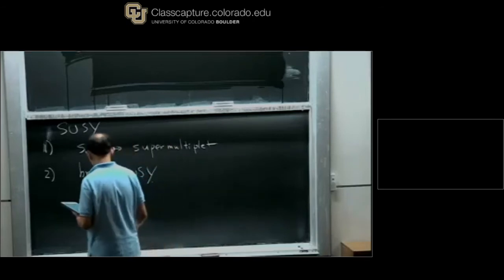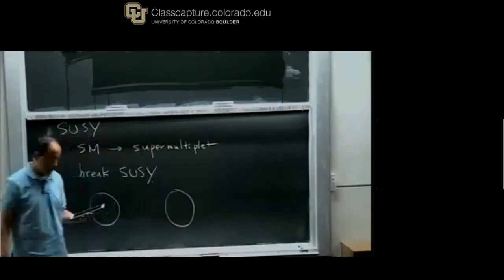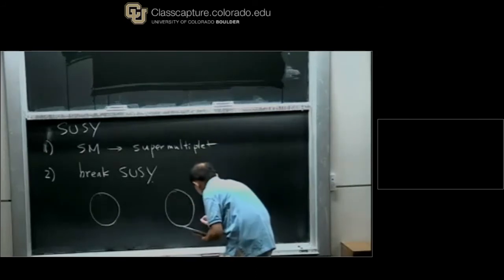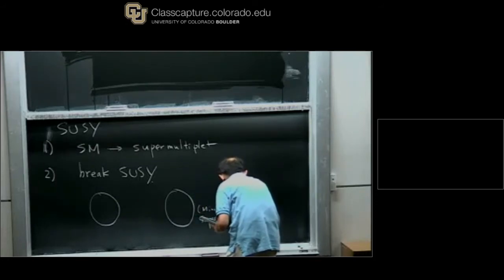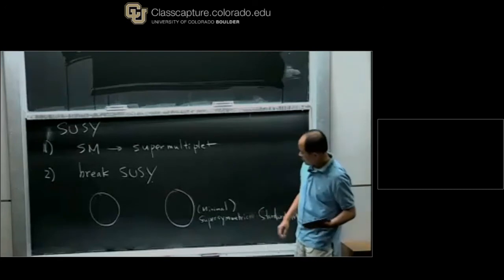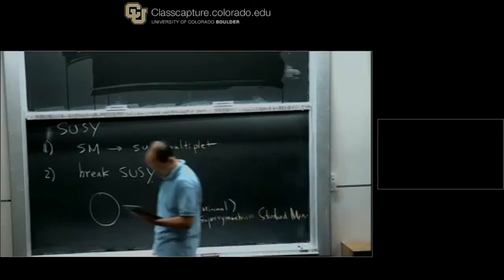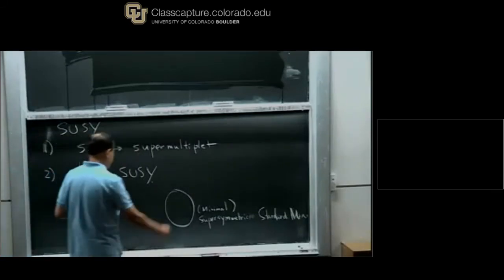So usually we think about there being two sectors. Let me just draw two circles. Okay. This sector is the standard model plus its superpartners. It depends on whether you actually literally do the minimum thing or not. If you do it, it is called the minimal supersymmetric standard model. But most of the things I say will not depend too much on whether it's minimal or not. Okay, and this is called the visible sector.